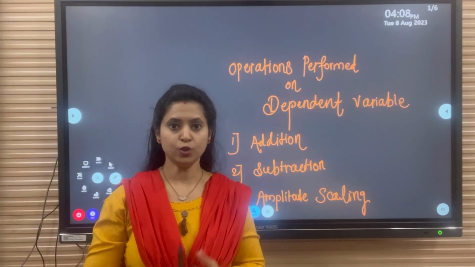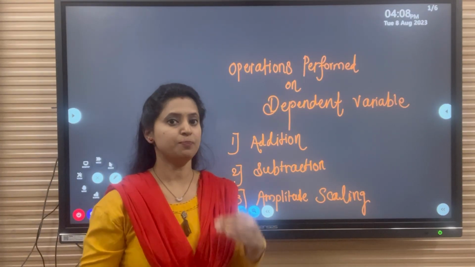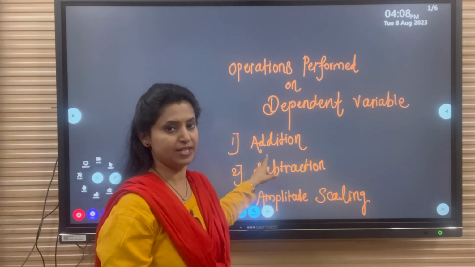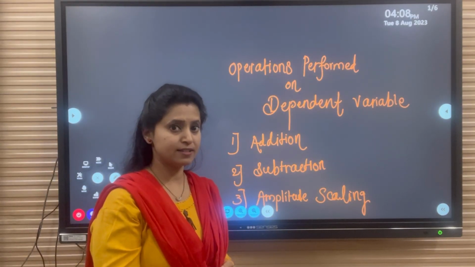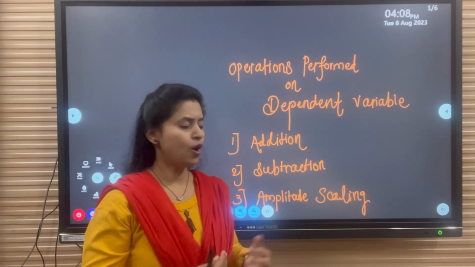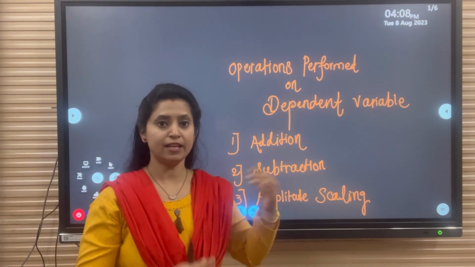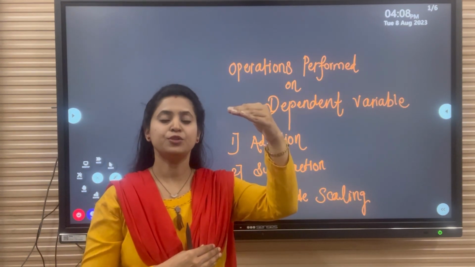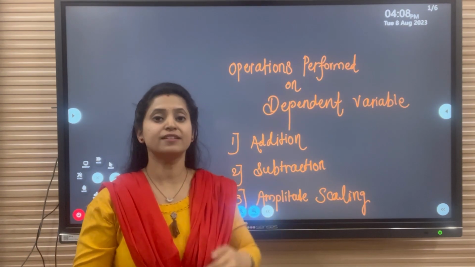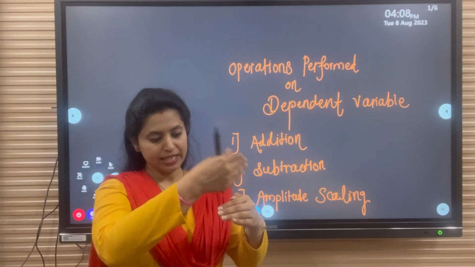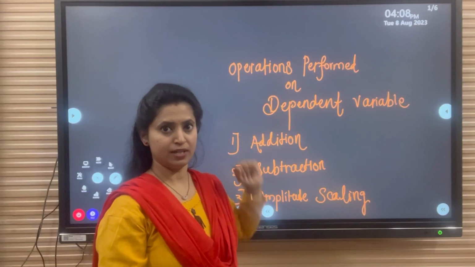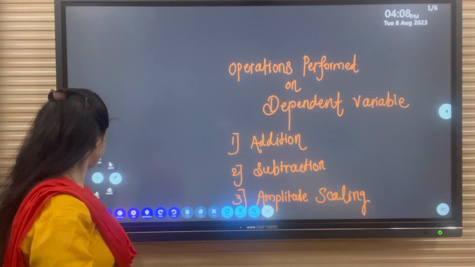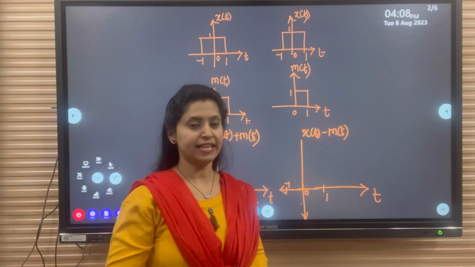Suppose we are having two different signals, then we can perform addition of those two signals. Means we can add those two signals, we can subtract the signals, we can multiply the signals, or suppose we are having that signal, then we can increase the amplitude of that signal or we can decrease the amplitude. Similarly, we can reflect the signal. So such operations we can perform on dependent variable. One by one, we'll see these operations in detail.